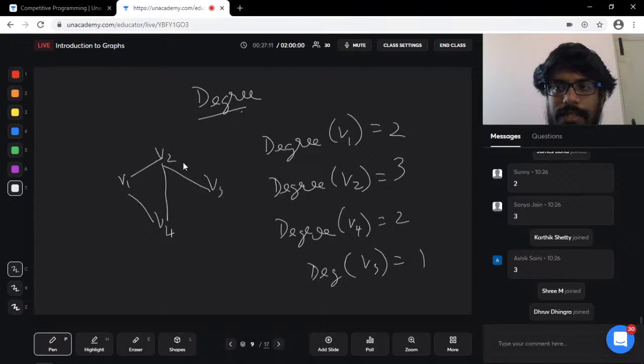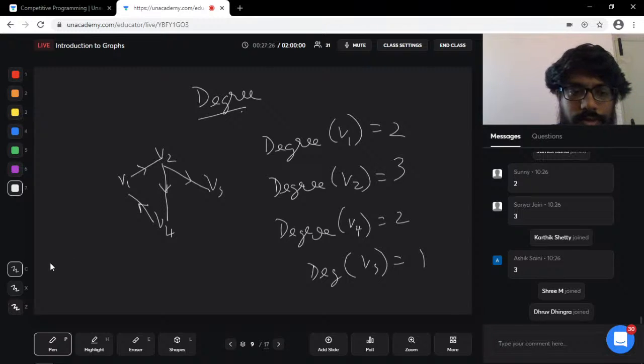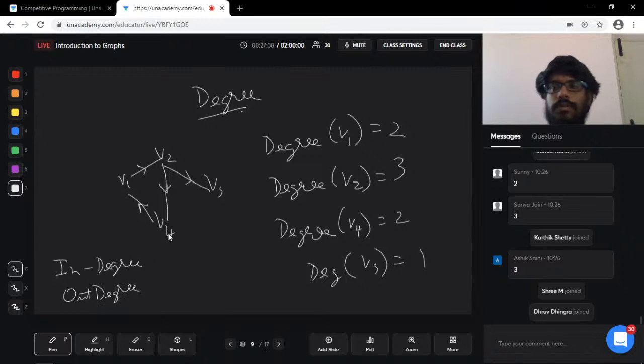Now let's take the same example and turn it into a directed graph. So let's say these edges have directions attached to them. Now in the case of directed graphs, we don't usually talk about degree. Instead, we talk about in degree and out degree. In degree is basically the number of edges which are coming into my vertex, and out degree is the number of edges which are going away from me.